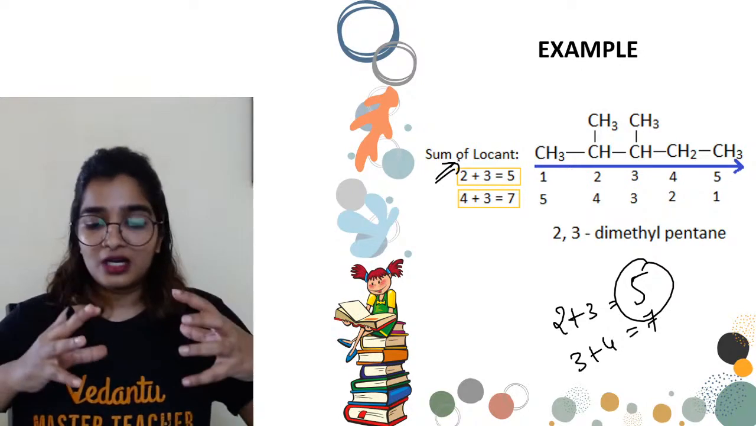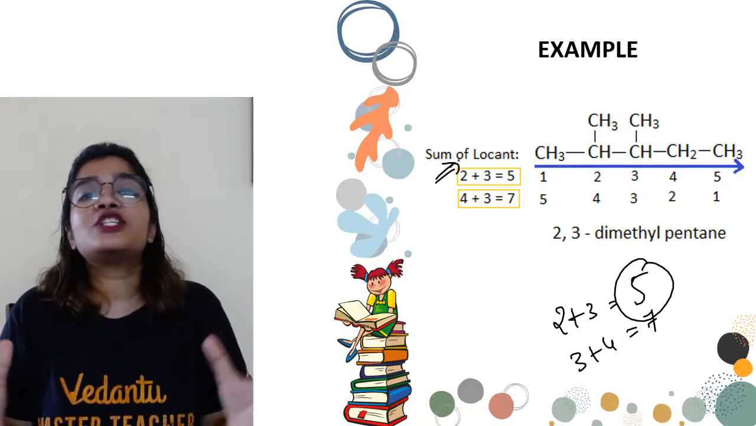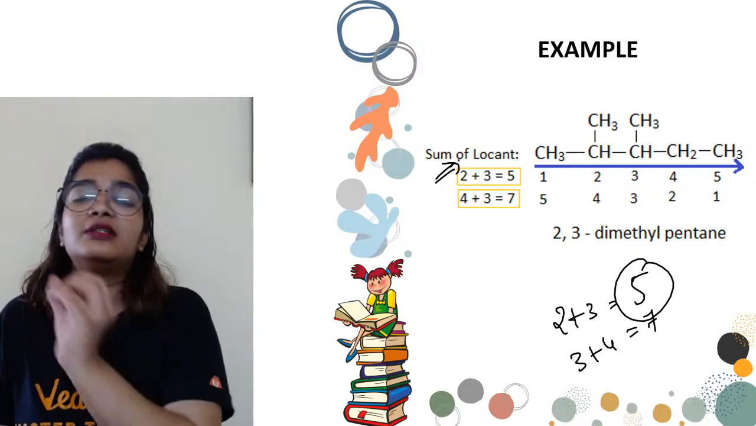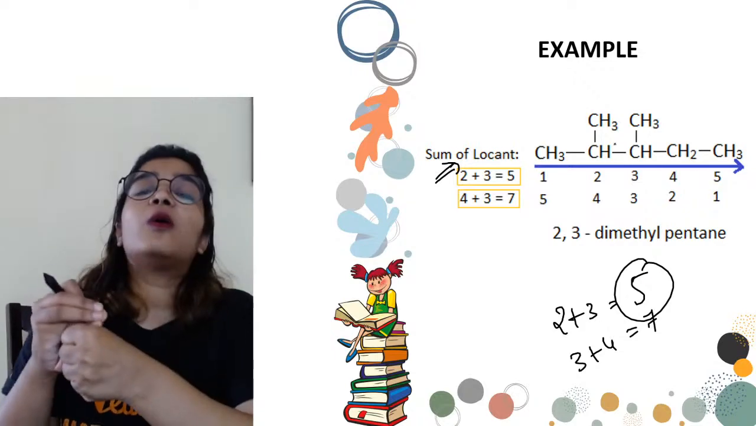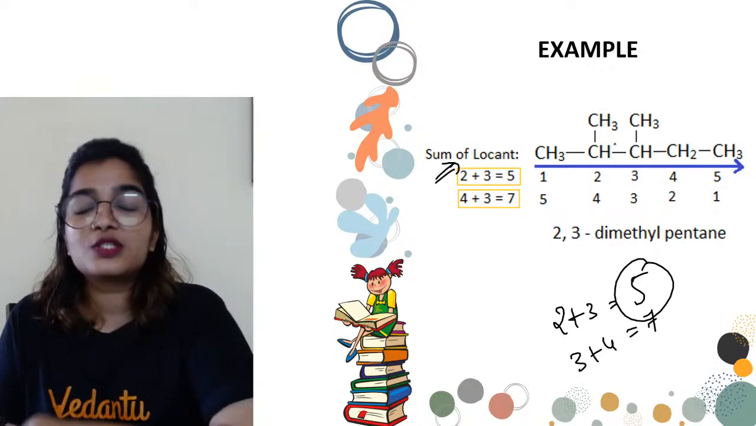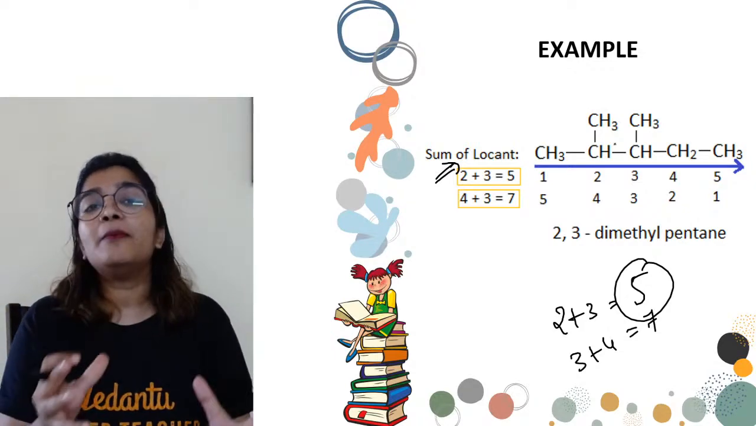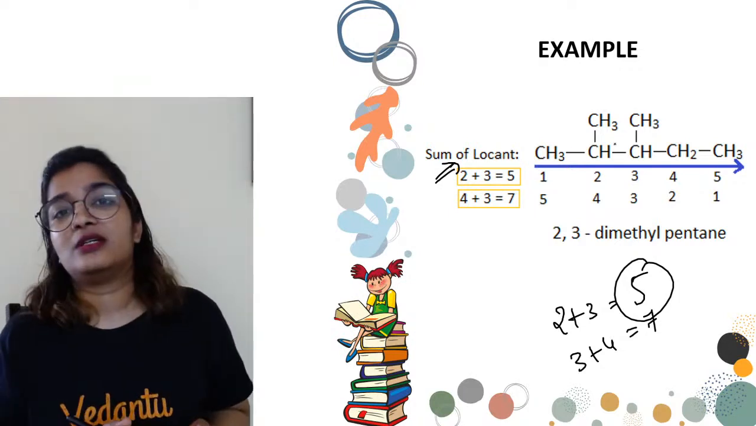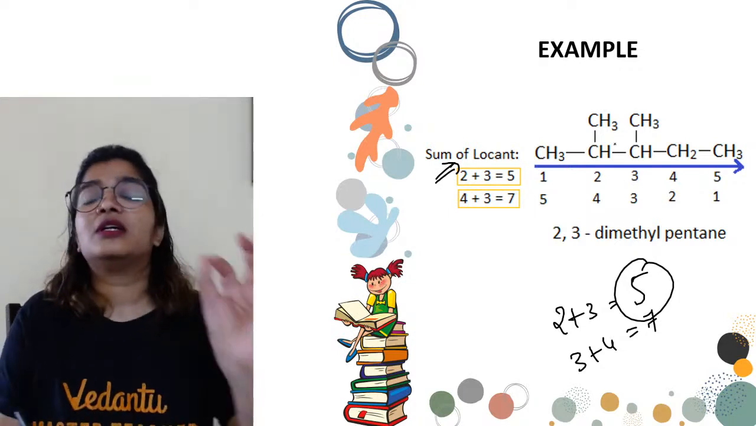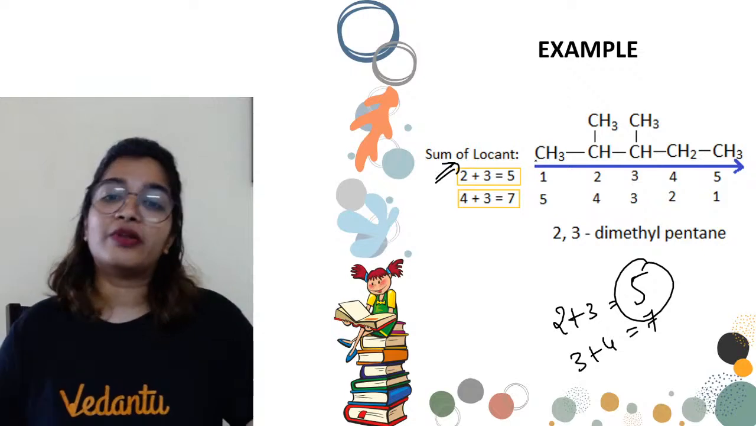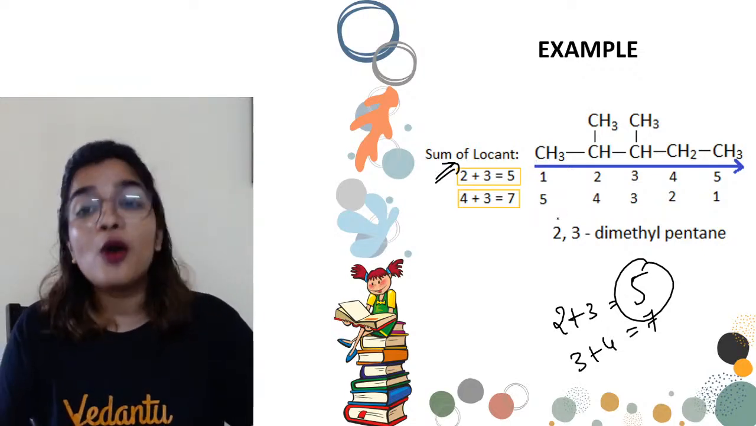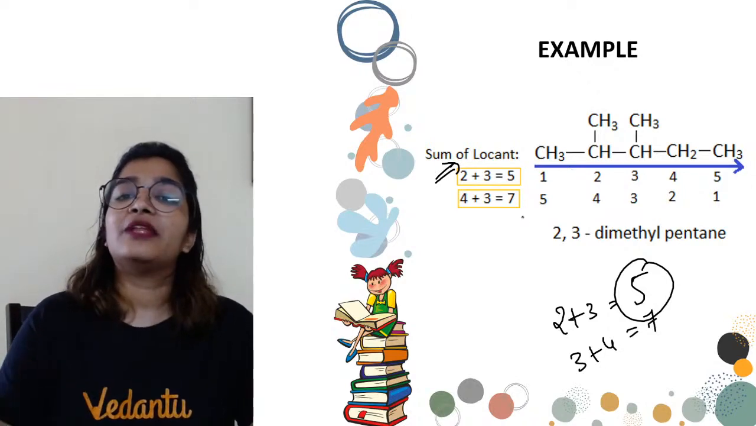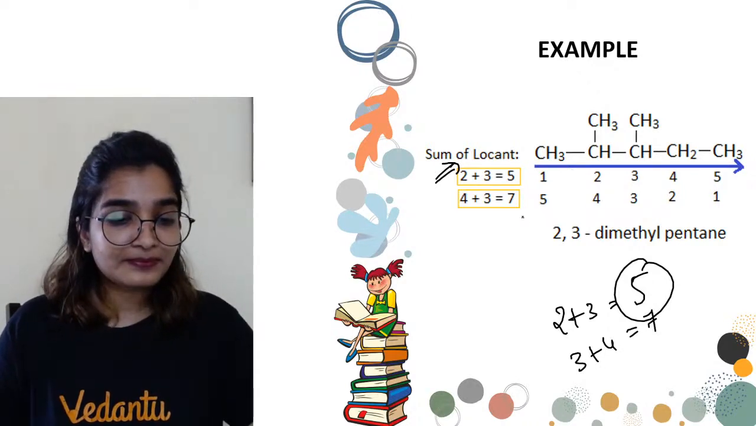You're just adding the positions of the substituents. So, locant here is the position of the side chain or the substituent. When you add those numbers, the lowest number will be right. So, I have to go with 2,3-dimethyl pentane, not 3,4-dimethyl pentane. Is it clear? Yes.